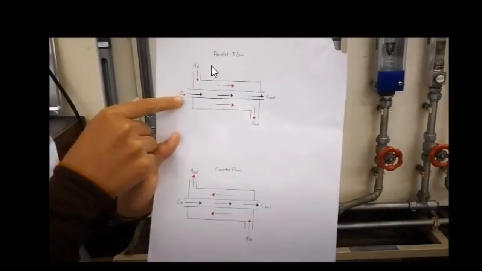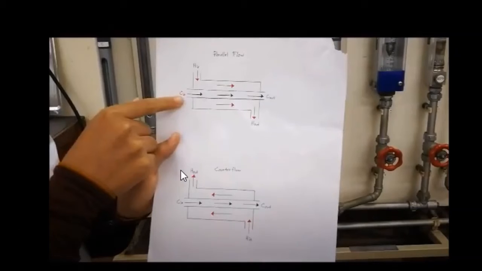So let's take a look. Let's say this is point 1 and this is point 2. At point 1, the hot water and the cold water flow in the same direction. At point 2, the hot water and the cold water flow out in the same direction also. So in the heat exchanger, they actually flow in the same direction. This is what we call parallel flow arrangement or co-current flow arrangement.